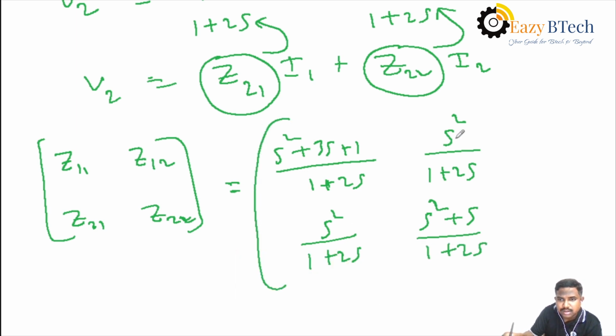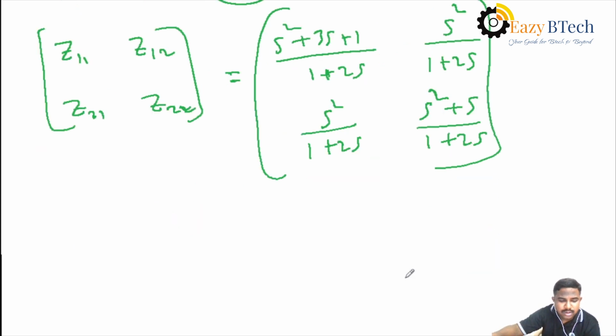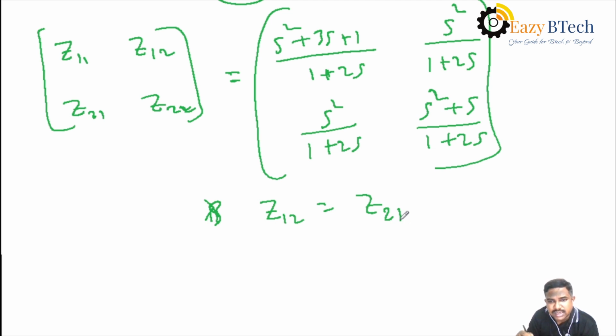So these are the required Z parameter values in the form of the Laplace transformed network, that is, in terms of S. You observe here that Z12 equals Z21. Both are equal. This condition is satisfied. What does it mean here? The given network is a reciprocal network.